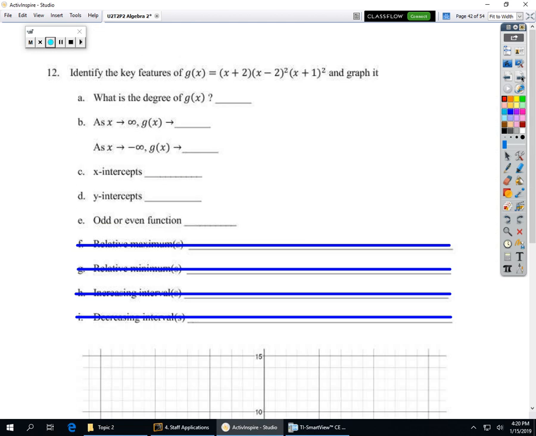All right, next one here. So this is just more practice. There is a question where you'll need to be graphing for sure. Let's remove this odd or even part. That's actually not necessary here.